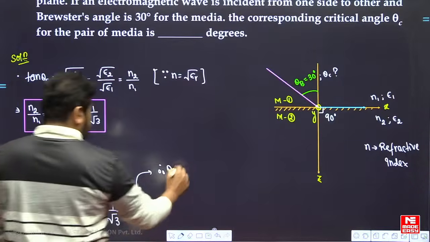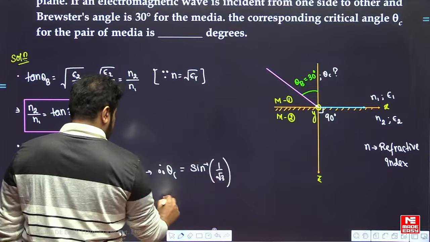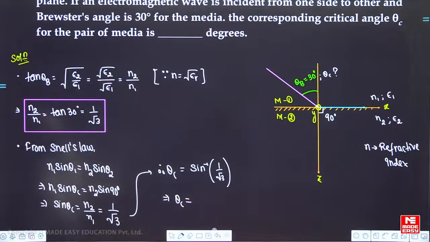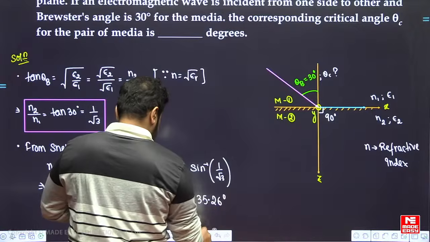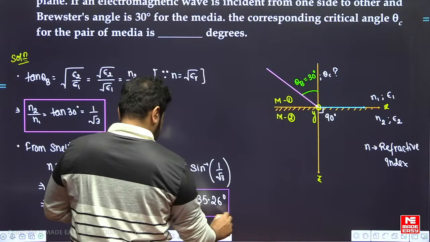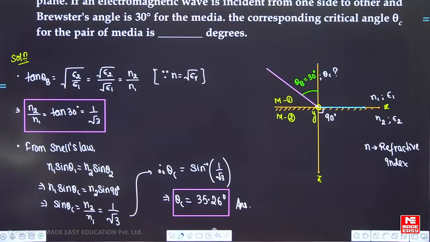It will become sine inverse of 1 by root 3. So what is the critical angle? Sine inverse 1 divided by root 3 is 35.26 degree. This should be the answer. Yes, correct, Ashish. So this is the answer to this question.